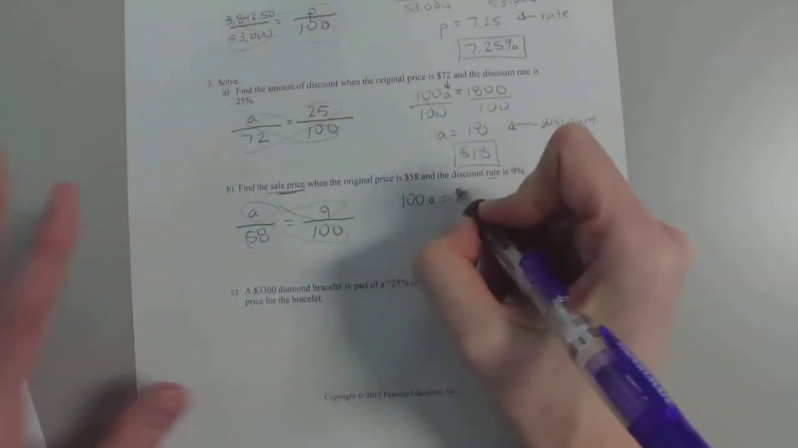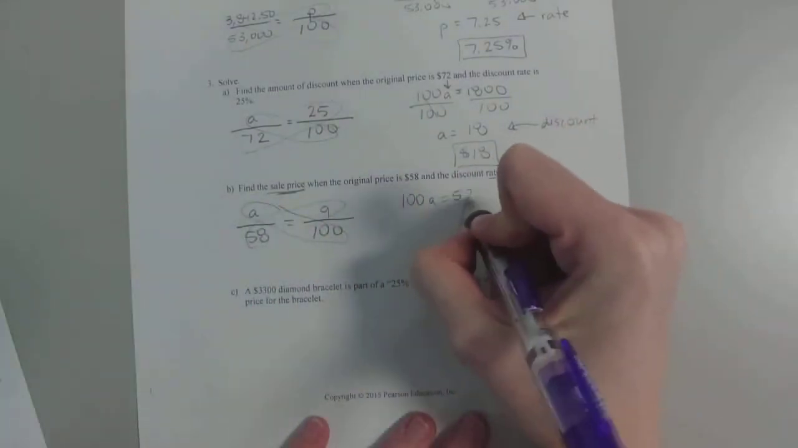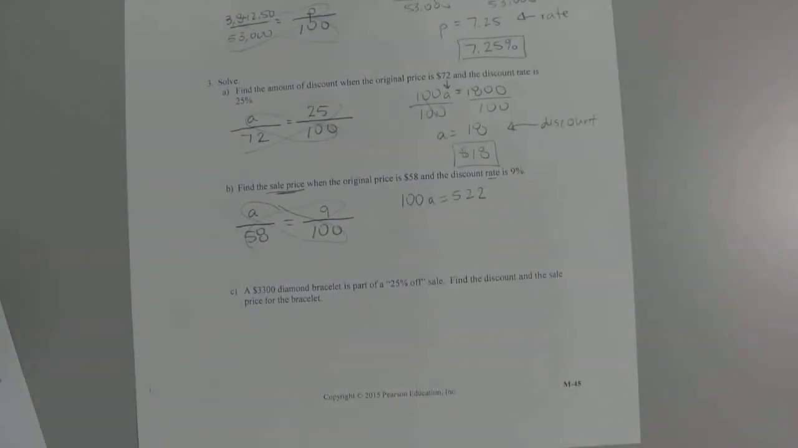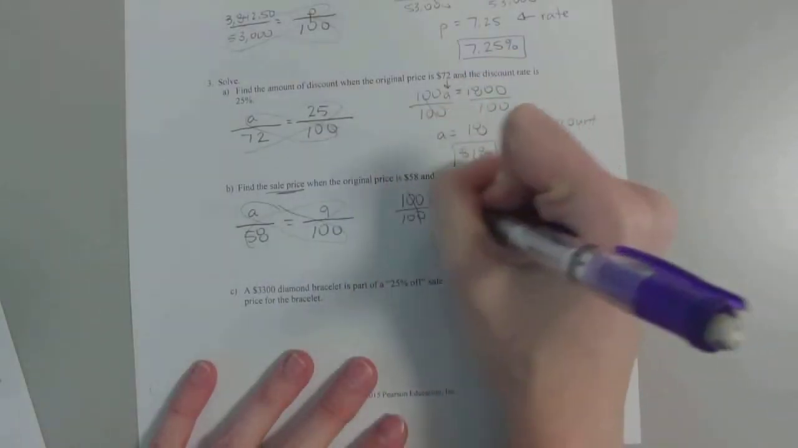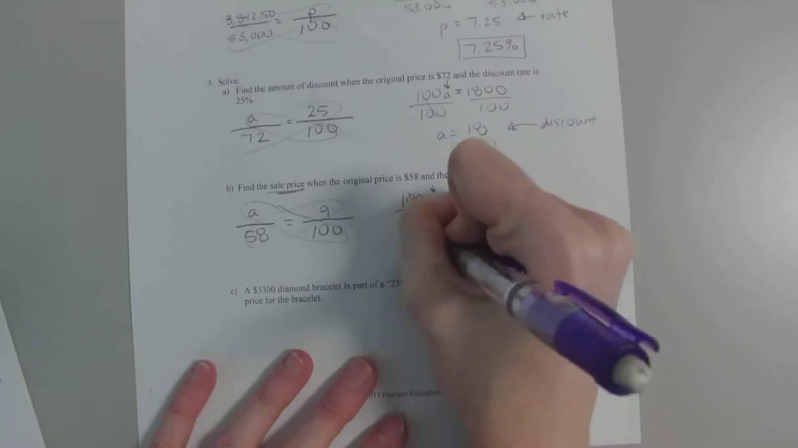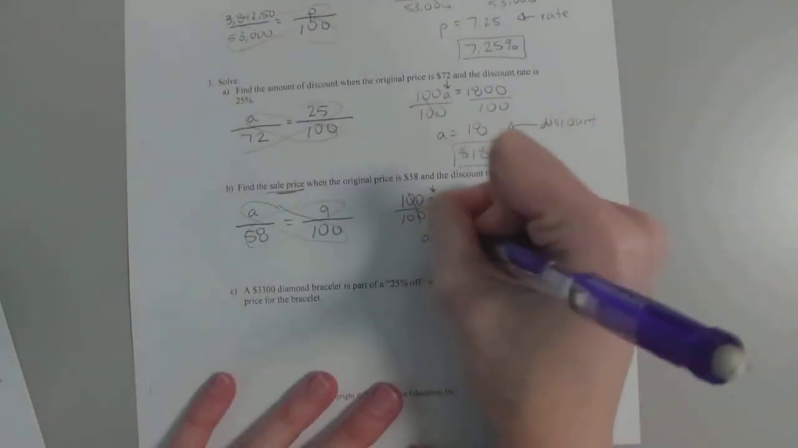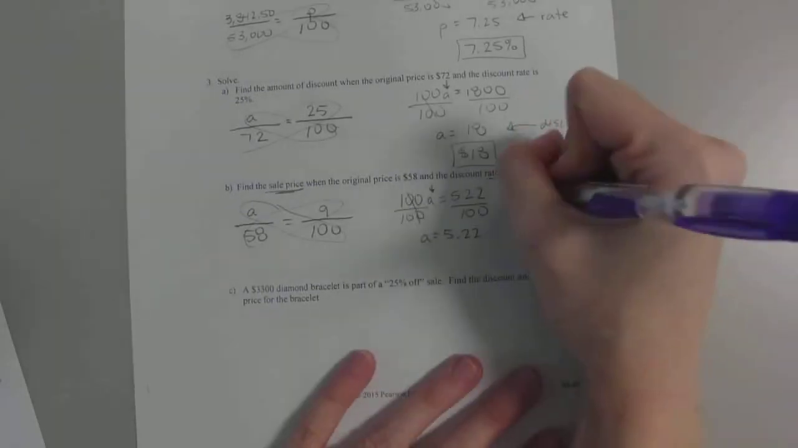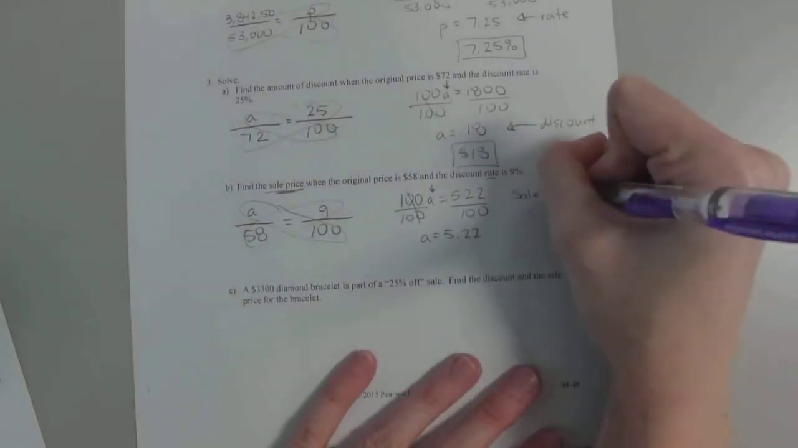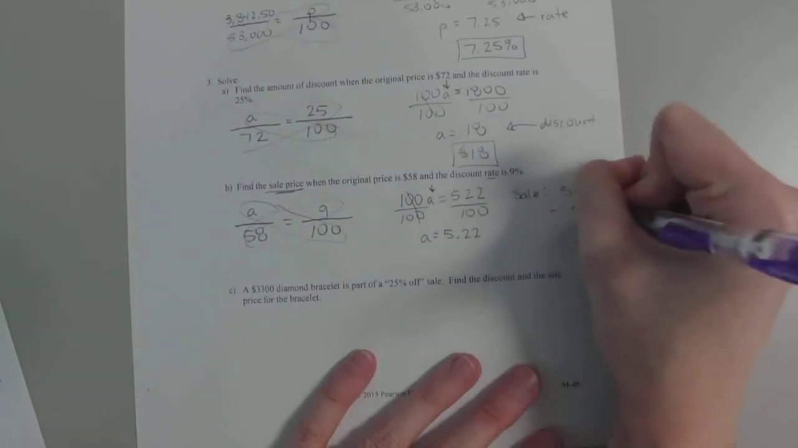Okay, so we'll go ahead and cross multiply. So we'll have 100A equals whatever 58 times 9 is. Is that 522? Okay. All right. And then we're just going to divide by 100 to get that A by itself. And by dividing by 100, it's not too bad. You just move your decimal over 2 spots, right? So if it asked what the discount was, we would say the discount's $5.22, right?